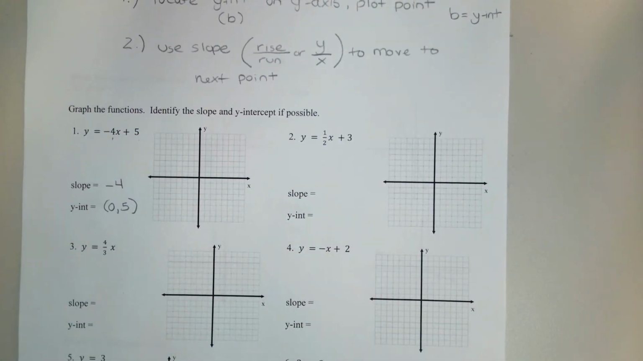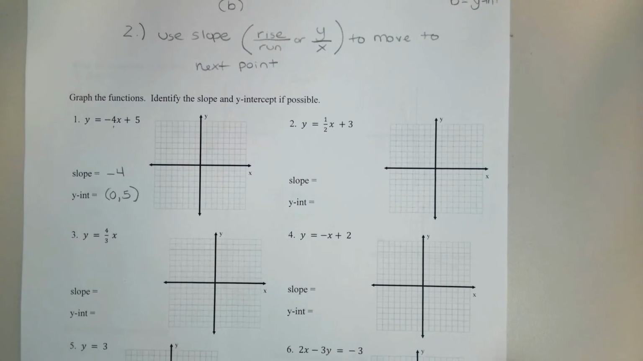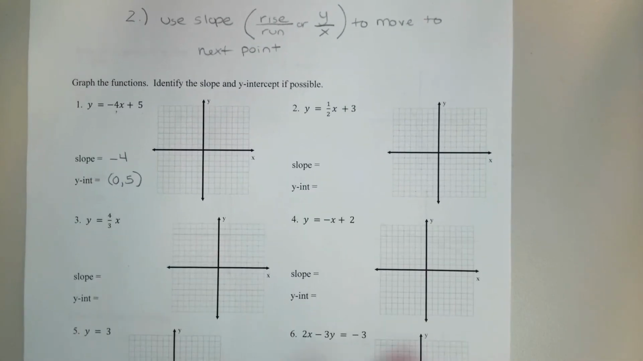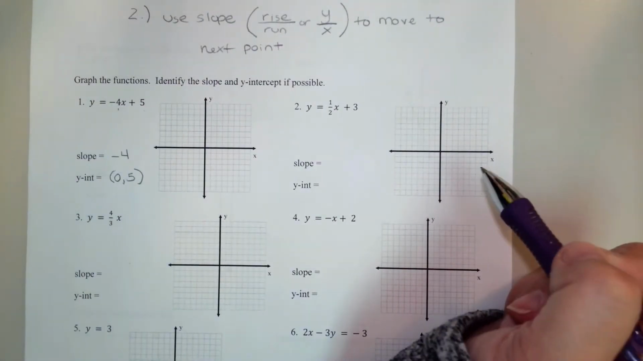I want us to get into the habit of writing the y-intercept as an ordered pair, not just the number 5, because that is essentially what it is. It is an ordered pair, and your high school teachers, were you to take this class in 9th grade, would expect that you write it as an ordered pair. So we need to start getting in the habit of that.